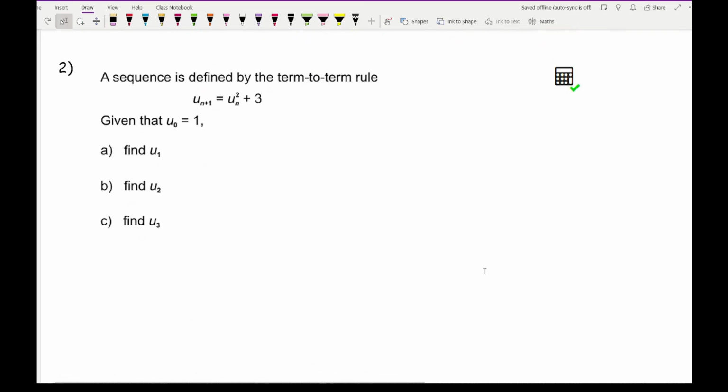Then moving on to question 2, it says a sequence is defined by a term-to-term rule, and here we've got another rule. So again, just rewriting that so it's a little bit clearer on the screen. It says U(n+1) equals U(n) squared plus 3. So again, if you want to, you could put brackets around that.